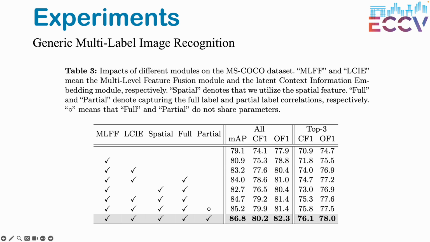Due to a lack of spatial information, we attempt to fuse the spatial features into categorical features and obtain 84.7% mAP. It is worth noting that we also directly utilize the spatial features to model the co-occurrence, and it only achieves 82.7% mAP. This result verifies our motivation, i.e., there may not be a direct correlation between these labels. Finally, capturing the label correlation with the partial label can achieve 86.8% mAP.